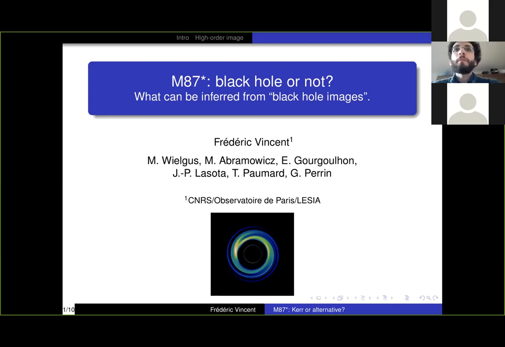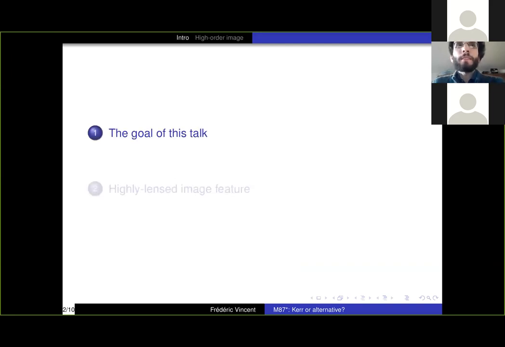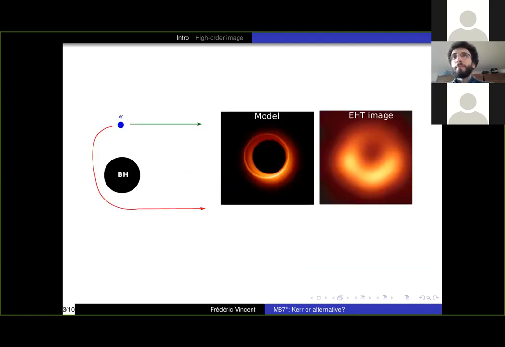So indeed, in this talk, I will try to discuss black hole images, or the kind of images that were observed by the Event Horizon Telescope last year. The work that I'm going to present was obtained in a collaboration between Paris Observatory with Thibaut Pomard, Guy Perrin, Eric Gourgouillon and myself, Harvard with Maciek, the Copernicus Center in Warsaw with Marek Abramovich, and the Institute of Astrophysics in Paris with Jean-Pierre Lasota. So let me start straight on trying to clarify a little bit the goal of my talk. And I will start straight on with this kind of images that I'm sure all of you already know.